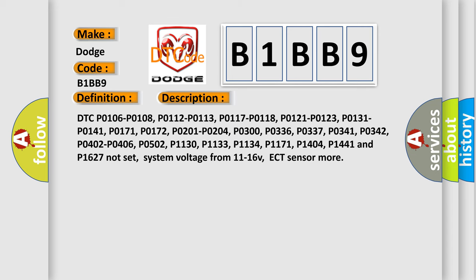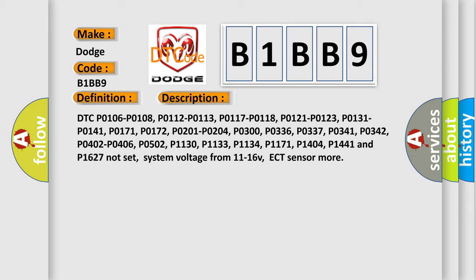DTC P0106, P0108, P0112, P0113, P0117, P0118, P0121, P0123, P0131, P0141, P0171, P0172, P0201, P0204, P0300, P0336, P0337, P0341, P0342, P0402, P0406, P0502, P1130, P1133, P1134, P1171, P1404, P1441 and P1627 not set, system voltage from 11 to 16V, ECT sensor more.